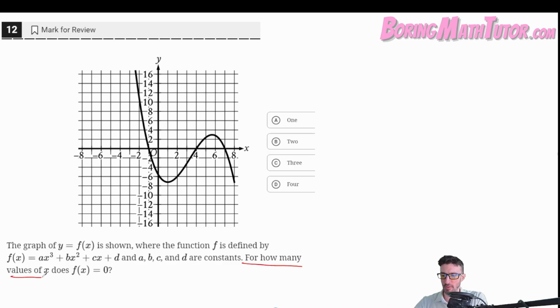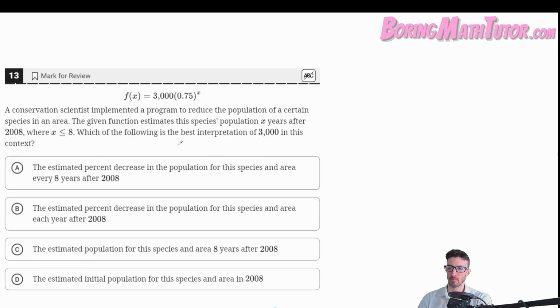All right, let's go straight to the question. For how many values of x does f of x equal 0? Now, f of x is the same thing as just saying y. So they want to know when the y equals 0. Well, that always happens whenever you're on the x-axis. And how many times does that happen? It happens 3 times. This problem is done. It's too easy. Let's move on.